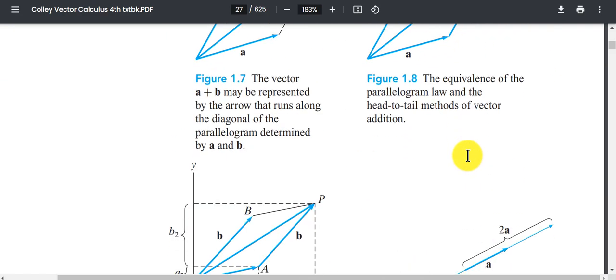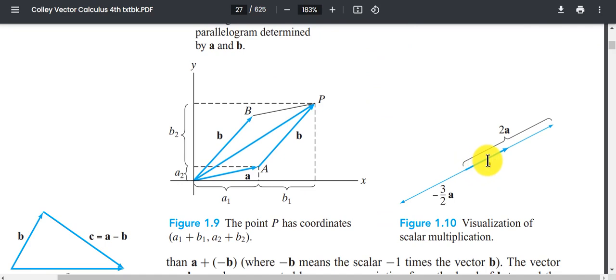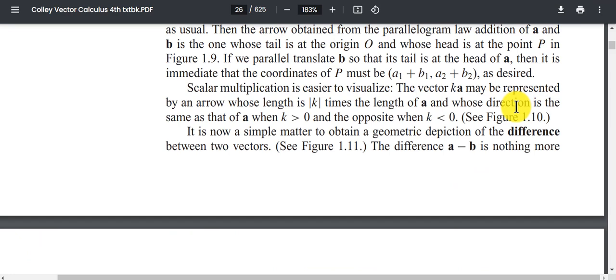And the answer is that if you take a and you multiply it by 2, rather, then you get a vector which is twice as long, but in the same direction. So the point is that it doesn't change the direction, but it will change the magnitude, the length. And if you multiply by a negative scalar, it will flip it to the opposite direction and can change the length as well.